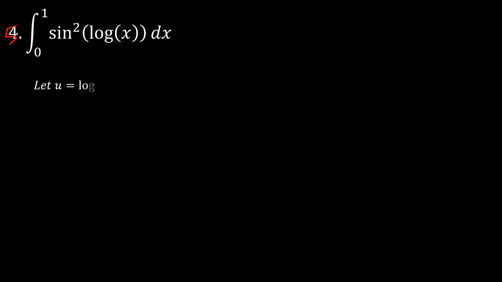So our next problem, that's problem number 5 rather, which is the definite integral from x equals 0 to x equals 1 of sine squared of the natural logarithm of x. So personally, I would like to substitute for log x and say let u be equal to the natural logarithm of x. So that means that du dx is the same as 1 over x, and that means that you can substitute for dx with the product of x and du.